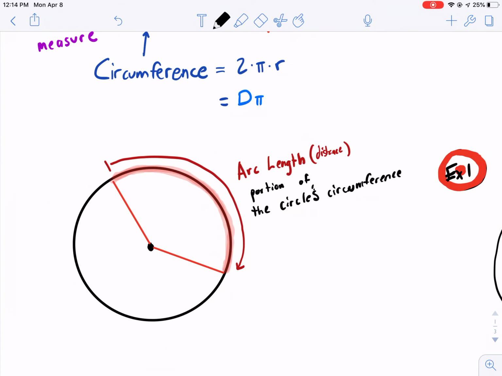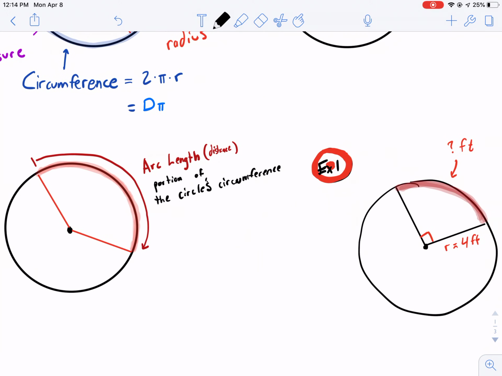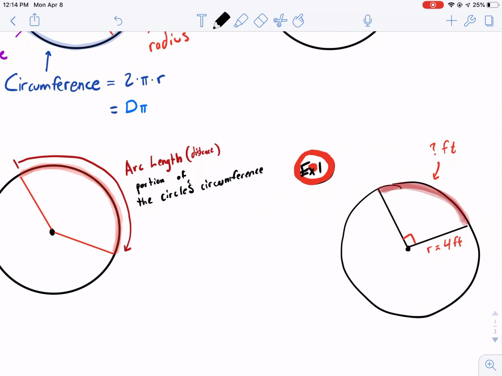Okay? So that is a portion of the circle's circumference. All right? Now, for those that don't know, the Knights of the Round Table sat at a round table because one of the knights was circumference, okay? So maybe you didn't know that. That's just a fun fact.